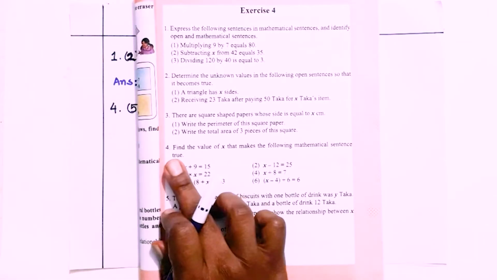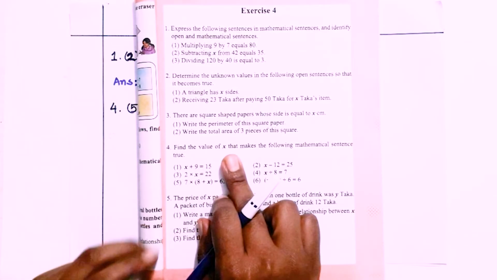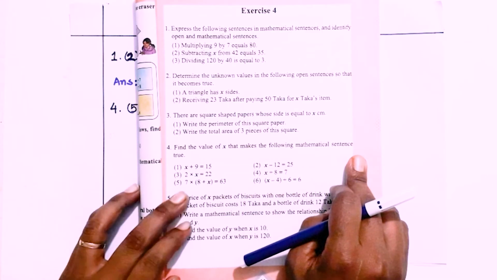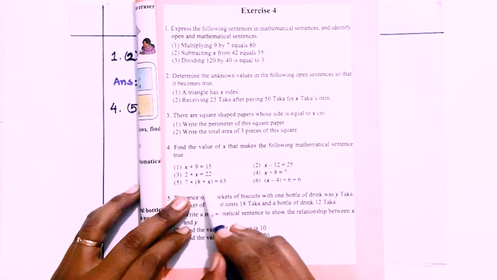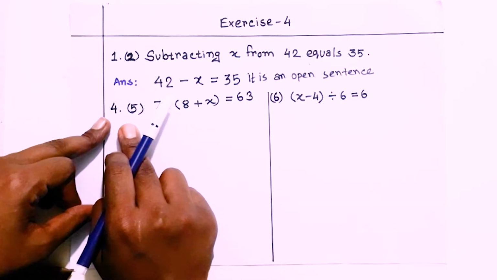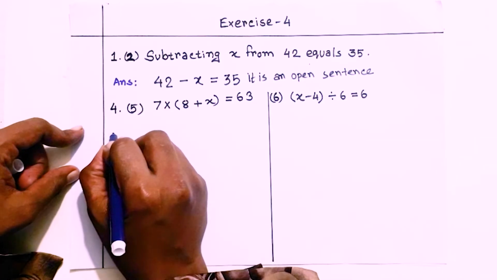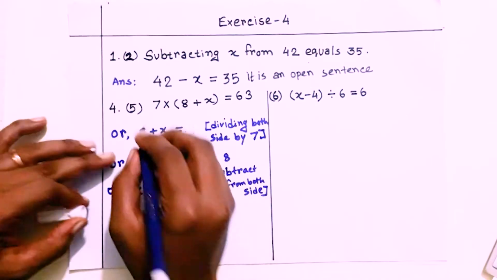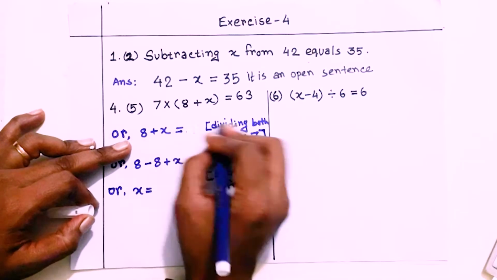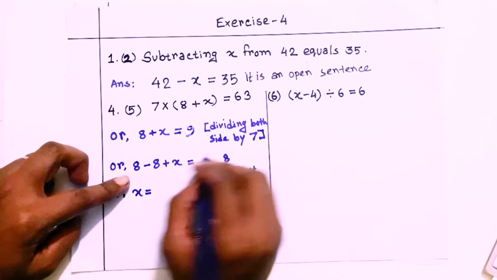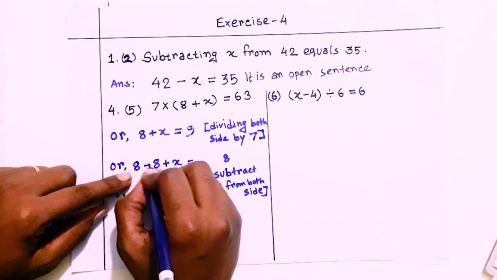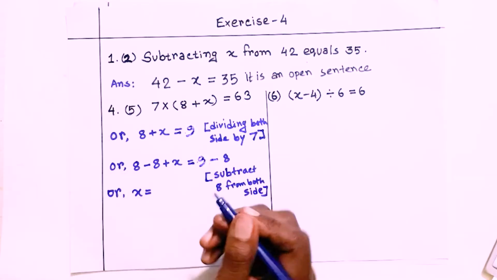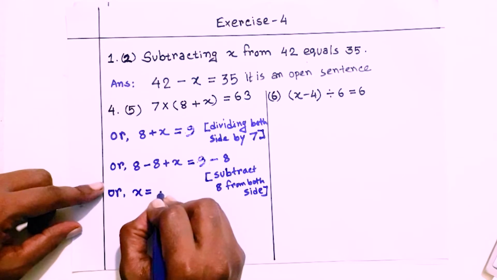Now, follow question number 4. Find the value of x that makes the following mathematical sentences true. That means we calculate the value of x. Question number 4, sub number 5: 8 plus x is equal to 9. Now, subtracting 8 from both sides, 8 minus 8 plus x is equal to 9 minus 8. Now, x is equal to 1.